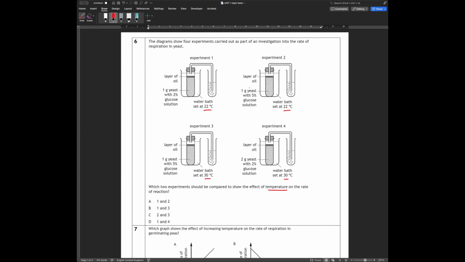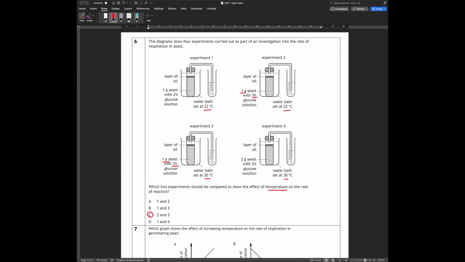It also doesn't match with 2 in that regard, but they're at the same temperature anyway, so they wouldn't have gone together. If we look at experiment 2, which is at 22 degrees, and these 2 are at 30, so 2 probably goes with 3 or 4. We look, it's got 1 gram of yeast and 5% glucose. Do any of 3 or 4 match that? Well, number 3 also has 1 gram of yeast and 5% glucose. And the only difference between experiment 3 and experiment 2 is the temperature, okay? So our answer there is going to be 2 and 3, which is going to be C.